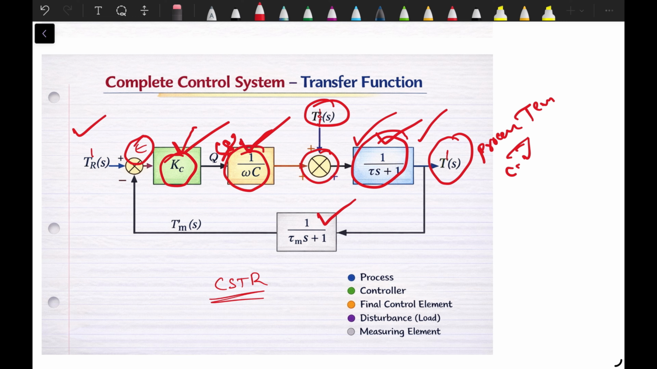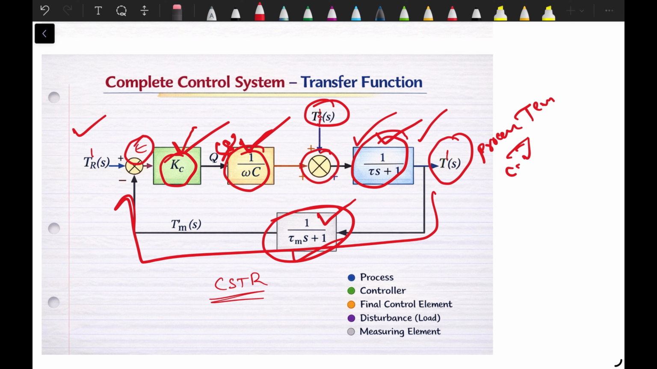Then we know the measuring element, we derived 1 by tau m s plus 1. Okay. So this measured signal is then fed back to the comparator, completing the feedback loop.